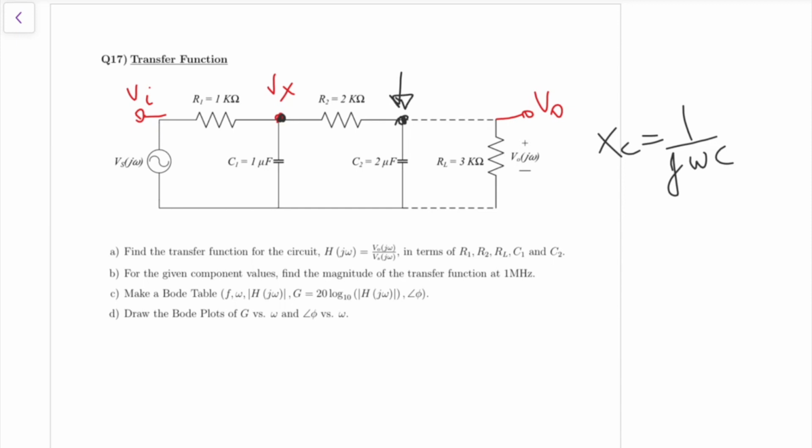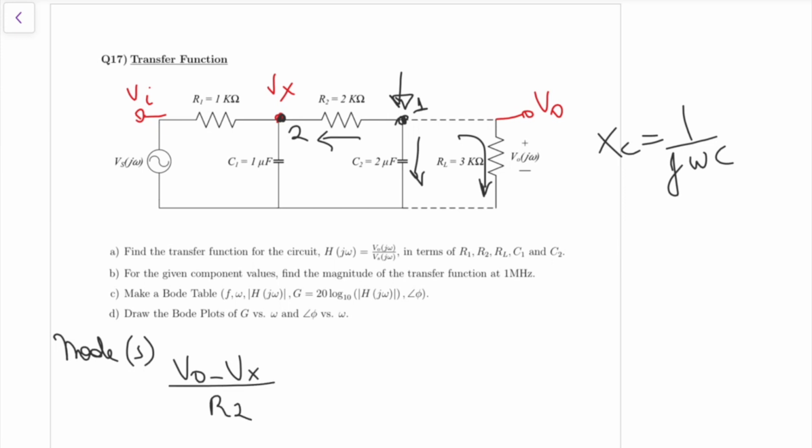Okay, so let's start with this node here. Let's call this node 1, this node 2. So for node 1, we have V out minus Vx divided by R2. Okay, so it's this term here, this current. And for my analysis, we are going to assume that all the currents are leaving this node 1. So we have a current here, a current here, and another current here. So this current that's flowing from 1 to 2 is V out minus Vx divided by R2.